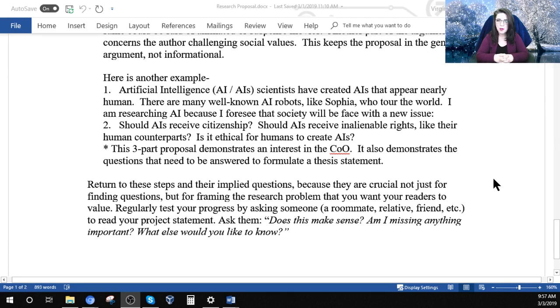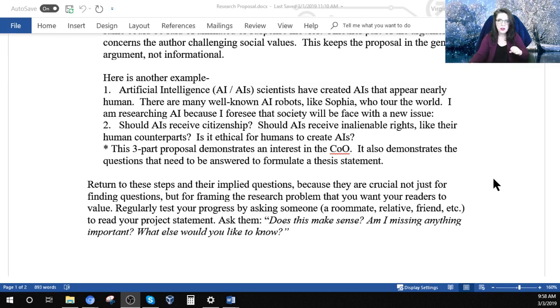Now here's another example. Artificial intelligence scientists have created AIs that appear nearly human. There are many well-known AI robots like Sophia who tour the world. I am researching AI because I foresee that society will be faced with a new issue. Should AIs receive citizenship? Should AIs receive inalienable rights like their human counterparts? Is it ethical for humans to create AIs? So here in this proposal, the continuum of opinion is diversified, and it also demonstrates that there are questions that need to be answered, and I'll be able to formulate a thesis based upon these questions.